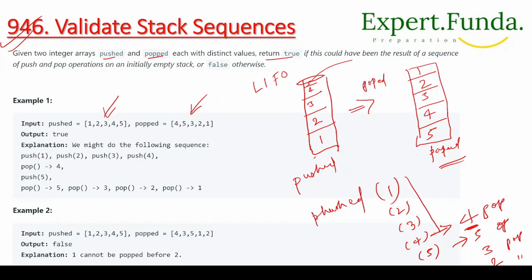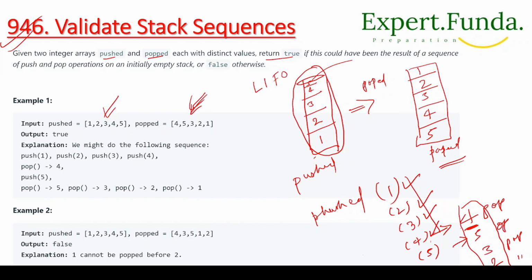So this matches the pop array we have, as you can see. That's why both are correct. Push and pop operations we have been given, with distinct values, are correct, and we have validated the stack sequences. We can say the given sequence of push and pop is validated, it is correct as per the operations, and so the answer is true.